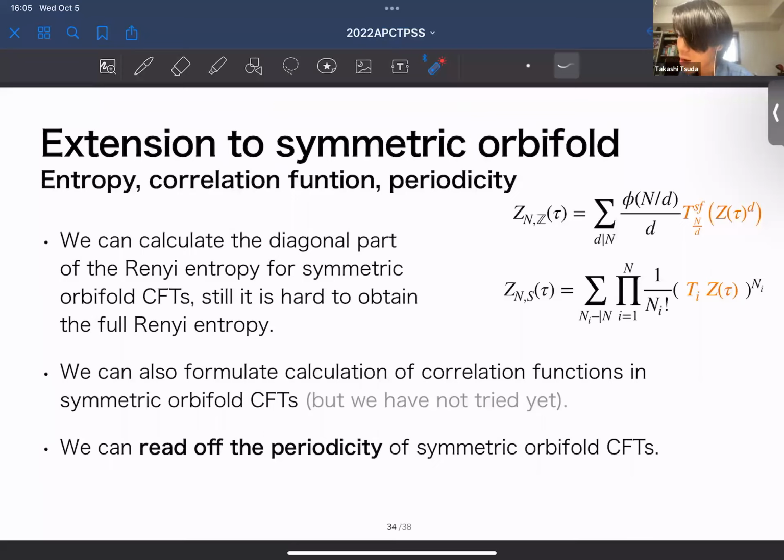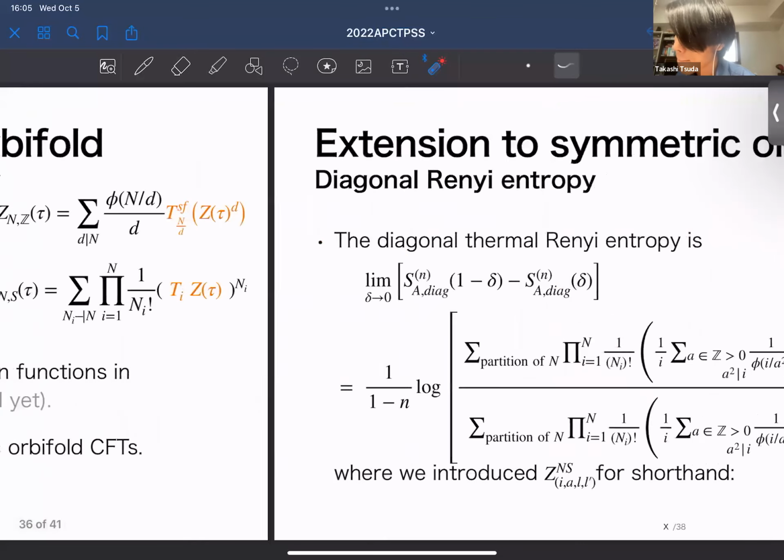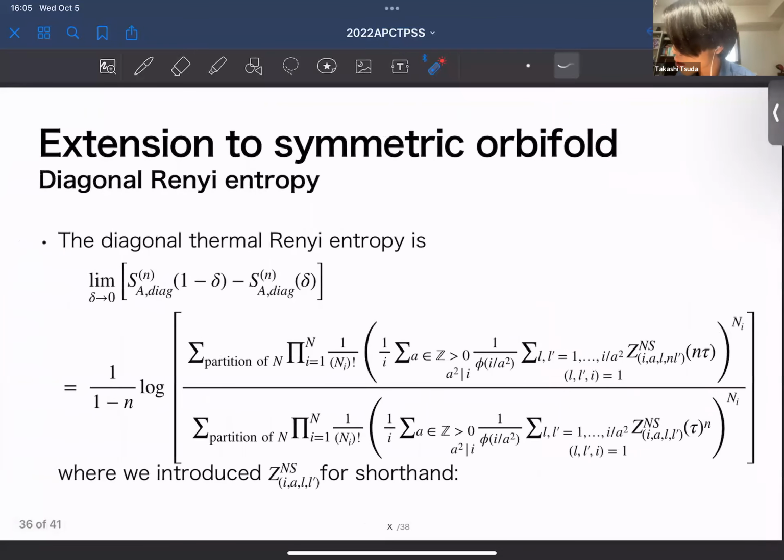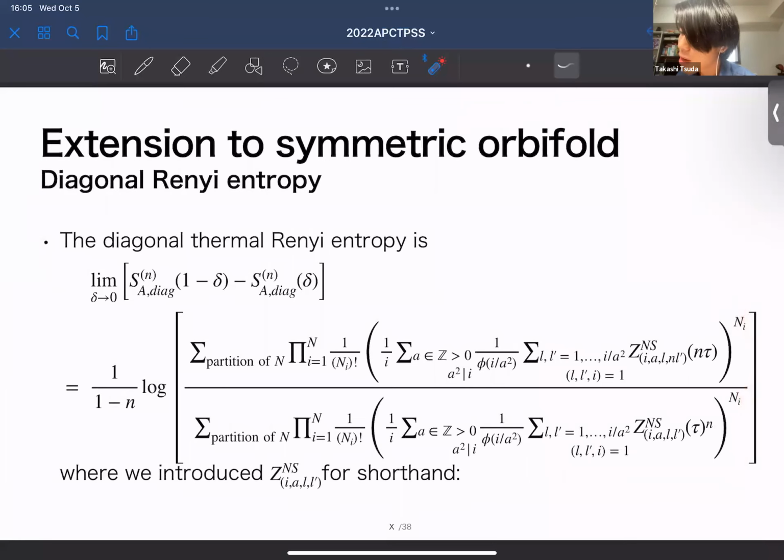And this is some interesting result. I think we can read off the periodicity of symmetric orbifold CFTs by looking at the relation to cyclic orbifold CFT. This is the form of the diagonal part of the thermal Renyi entropy on symmetric orbifold CFT. And this is very complicated, but yes.